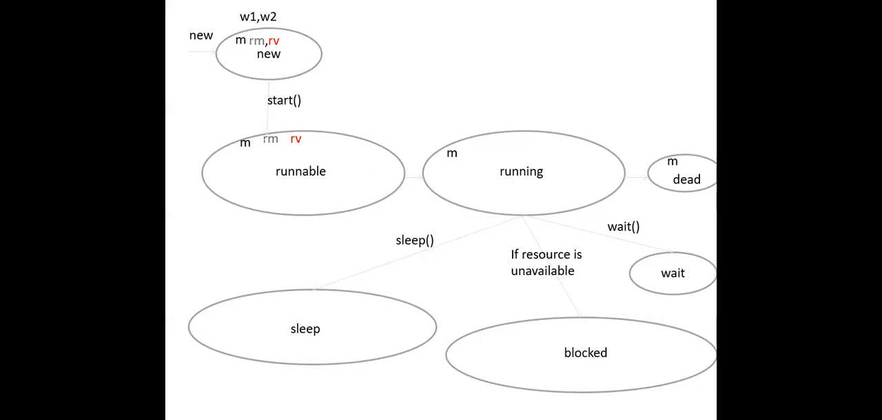As there is no other thread in your running state, the thread scheduler will see that CPU time is getting wasted. It will check if there is any other thread which is ready to get executed. Which is that? RM or RV. Who will get the chance first?